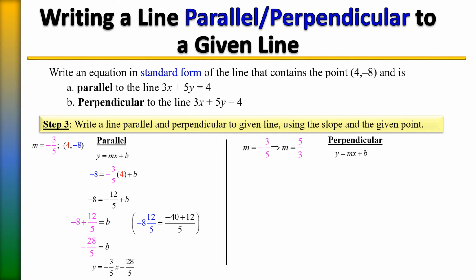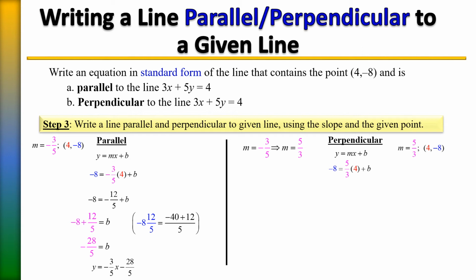ordered pair of 4, -8. But when we plug our values into the formula y equals mx plus b, keep in mind we want a line perpendicular to the given line. So we're not going to plug in negative 3/5, but rather we're going to plug in 5/3. So let's go ahead and plug that in, as well as our ordered pair of 4, -8. When we do so, it's going to look like so.